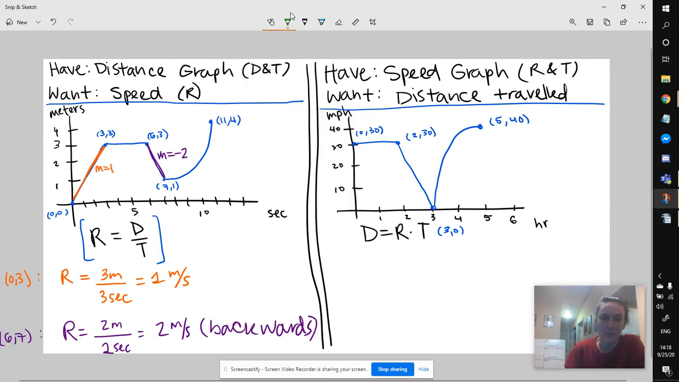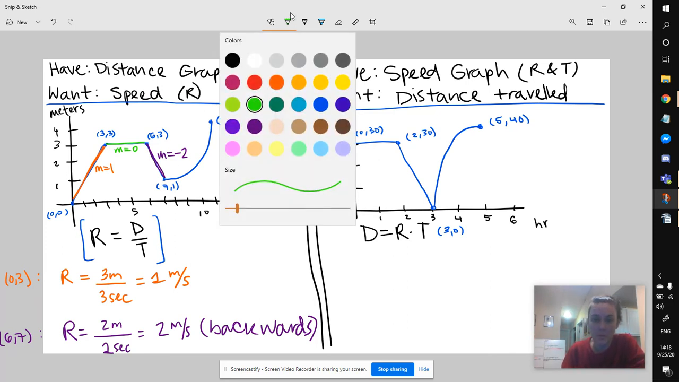And then just for some fun, let's talk about when we've got a horizontal line, that's a slope of 0. So our speed is 0, which is great because we've decided that horizontal lines are when we're stopped, which is when our speed is 0.